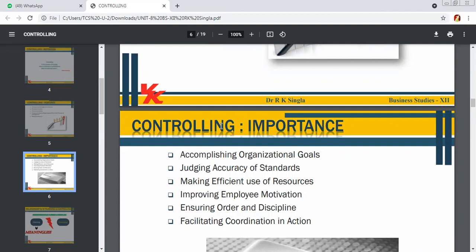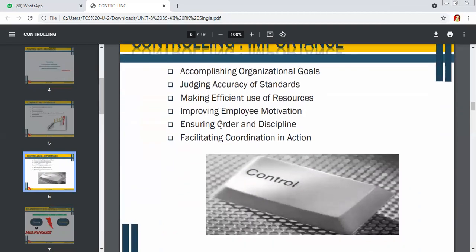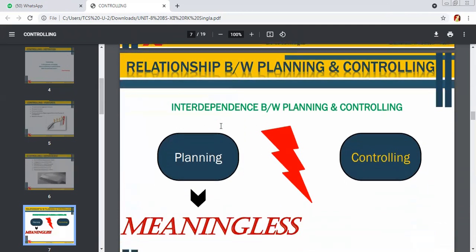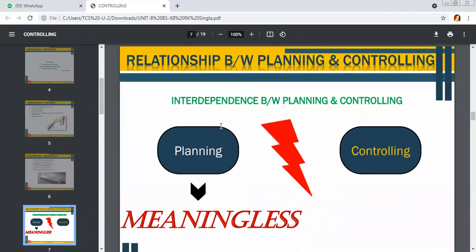Without controlling, we cannot expect the management function. Controlling plays a very vital role in the field of management. Management cannot be imagined without controlling. Now, planning is the first step, while controlling is the last step. Planning is the first step of management, while controlling is the last step of management.